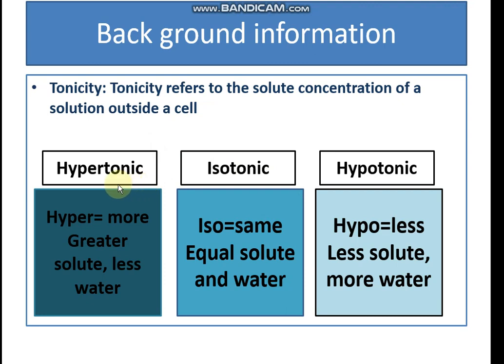A solution can be hypertonic, which means that there is more solute and less water, which means that the water potential is low. The word iso means same. So when the solution is isotonic, it means that there is the same amount of water and solute as compared to the cell. So the water potential of the cell and the water potential of the solution is the same. When it comes to the hypotonic condition, hypo means less, so it means that there is less solute and more water, which means that the water potential is higher.